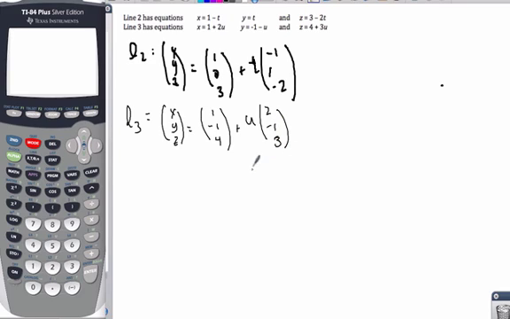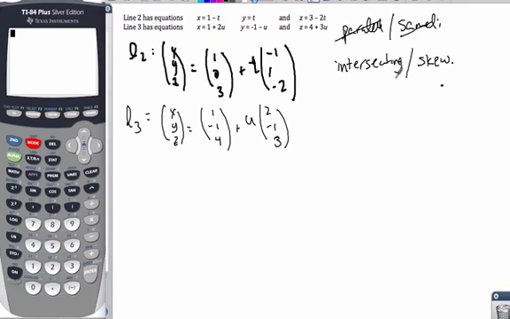Okay, so my choices for possible scenarios are parallel or same line. In order to check for this scenario, I look at my direction vectors, and if they are scalar multiples of each other, then I know it's this scenario. These are not scalar multiples of each other, so neither one of these will work. The other two choices are intersecting and skew.